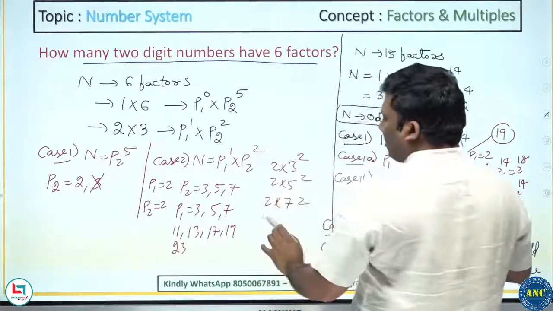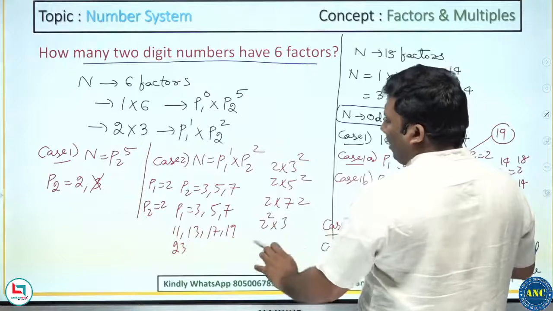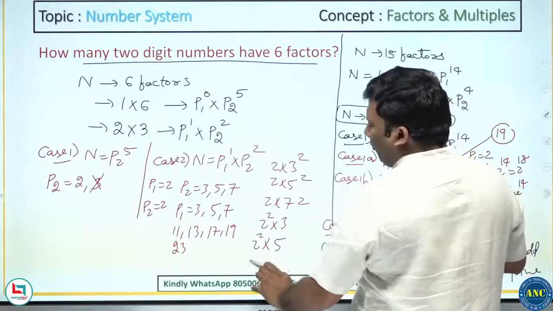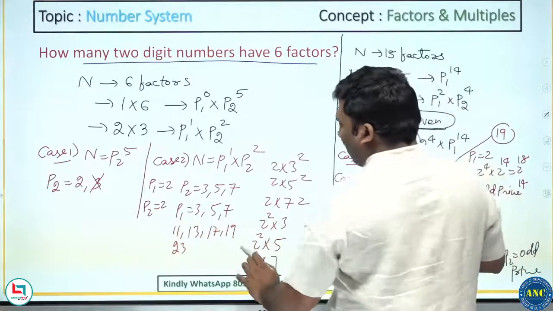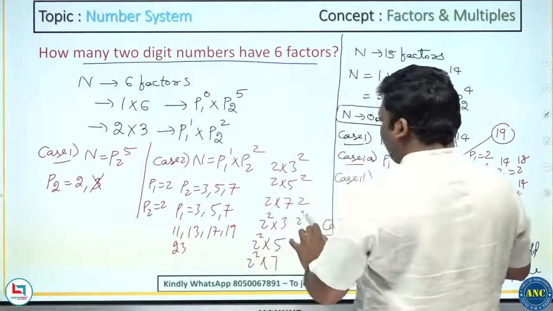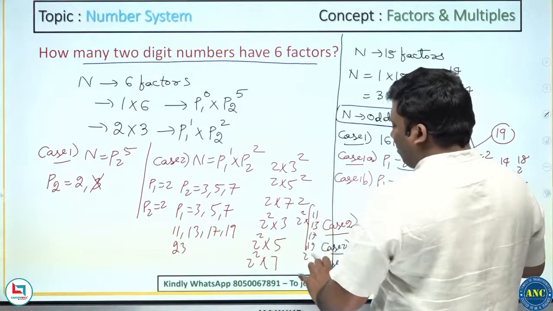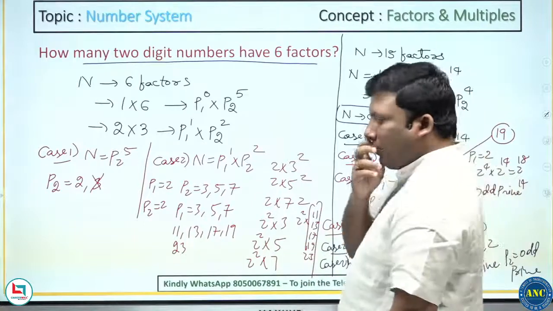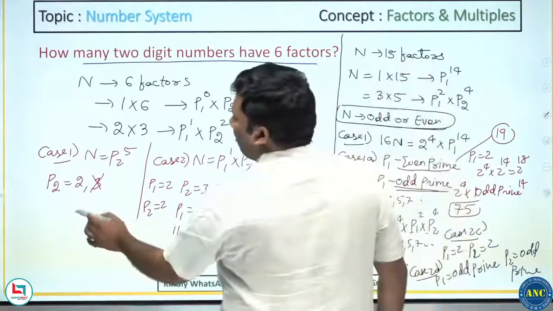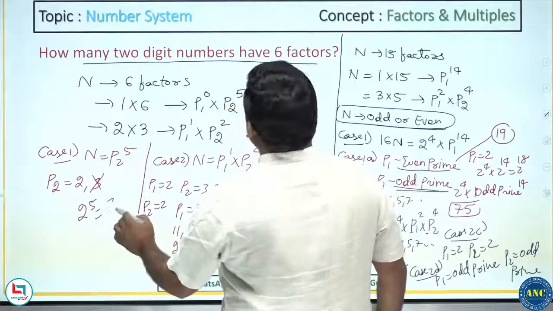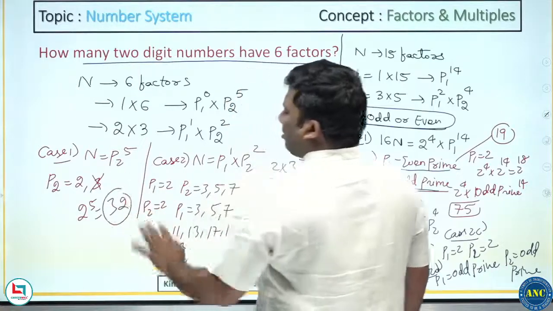So what are the cases? It can have 2 square into 3, 2 square into 5, 2 square into 7, 2 square into 11, 13, 17, 19, 23. These are all the possible cases of two-digit numbers which have exactly 6 factors.